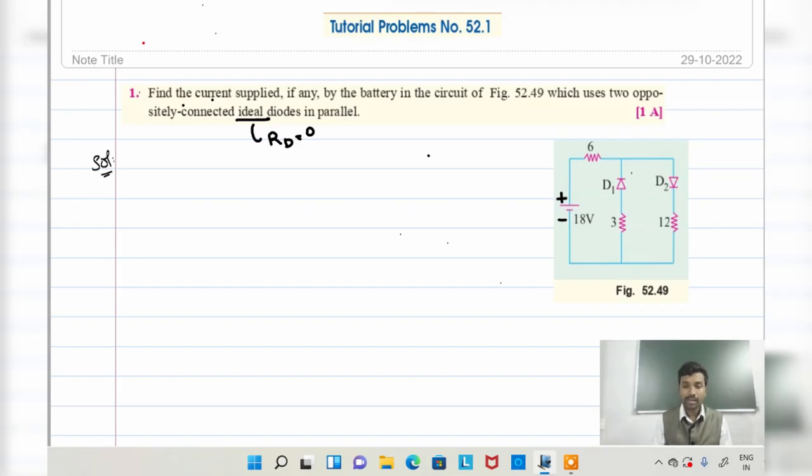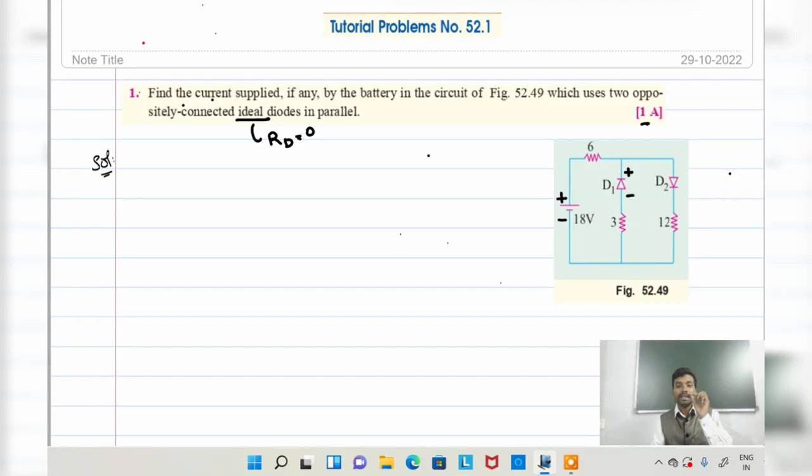So in this case, you need to find out the current. What is the answer given? 1 ampere current. Once you find out the solution, just find the solution first. D1 and D2. First, D1 is connected to the positive here. D2's terminal is connected to the negative here.